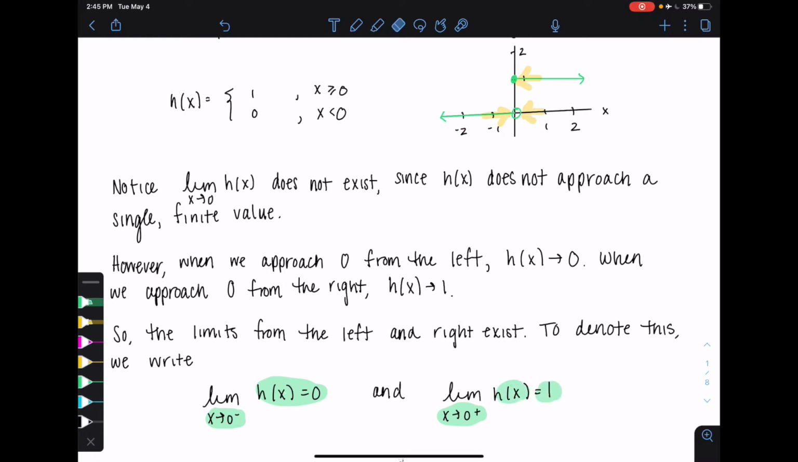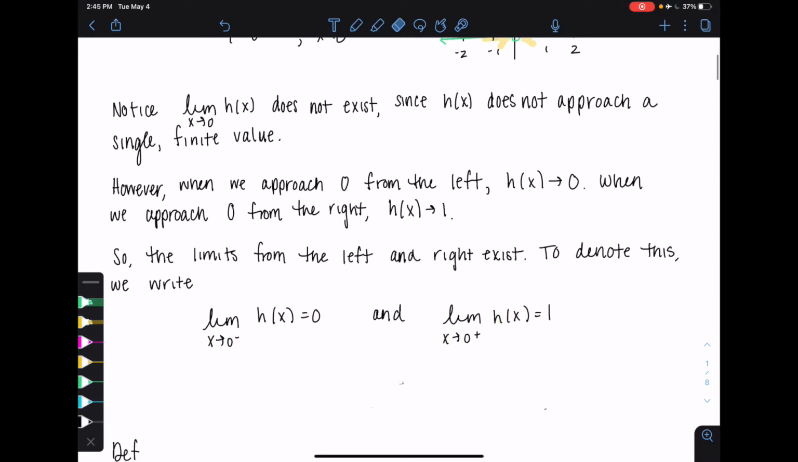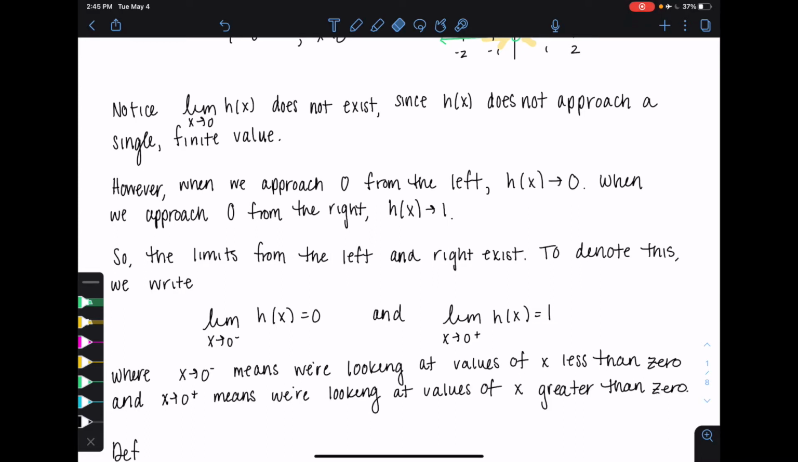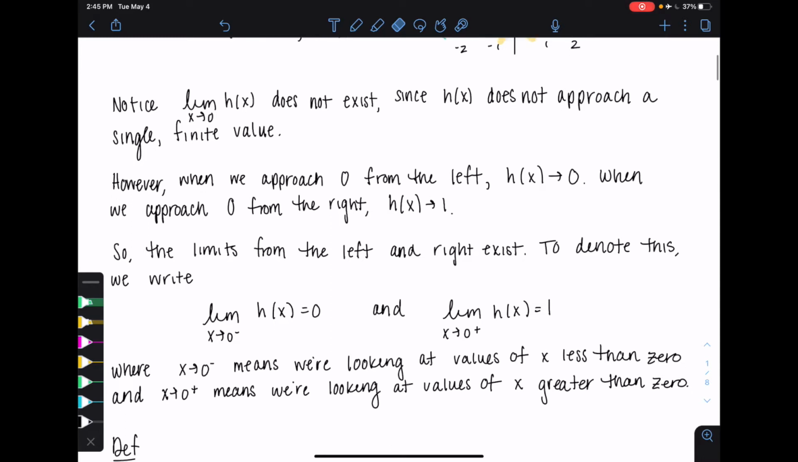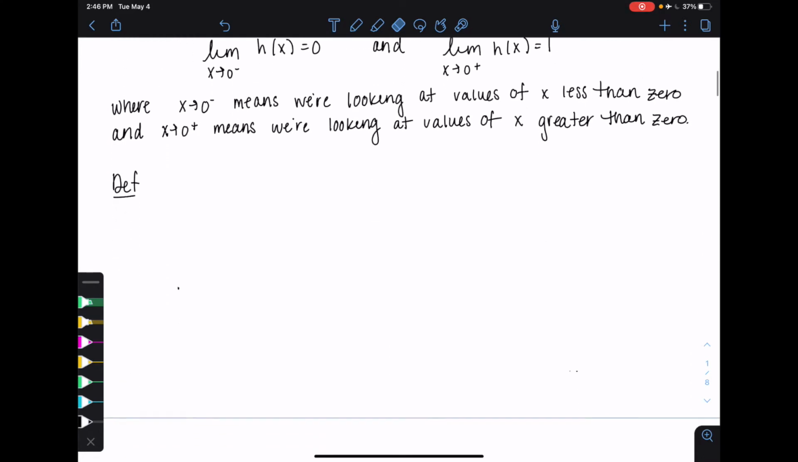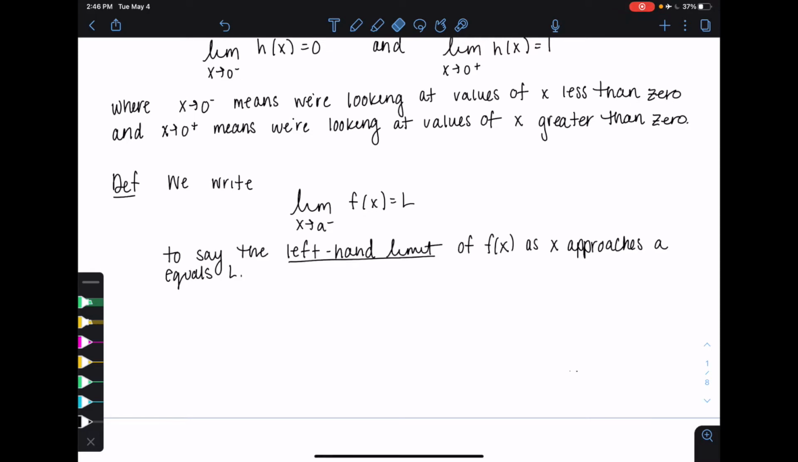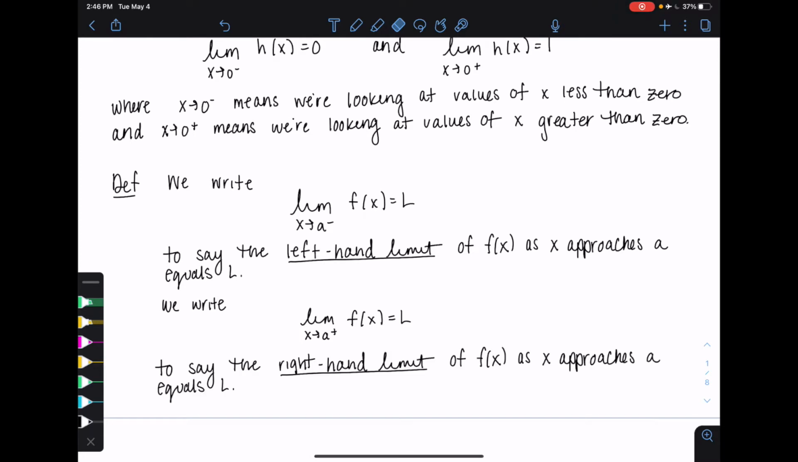Okay? So these minus and plus notations indicate the minus means we're looking at values of x less than 0. And the plus means we're looking at values of x greater than 0. So we're just going to utilize these to add on to our definitions of limits. We write the limit as x approaches a with this minus sign of f of x equals L to say the left-handed limit of our function as x approaches a is L. And then we use this plus sign to say the right-hand limit of our function equals L.